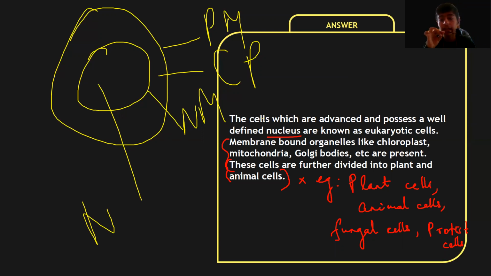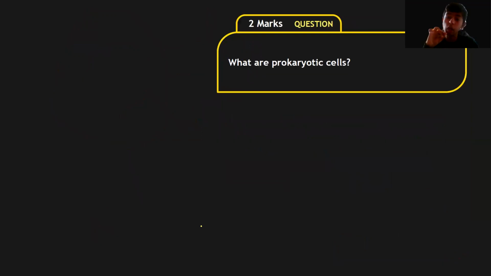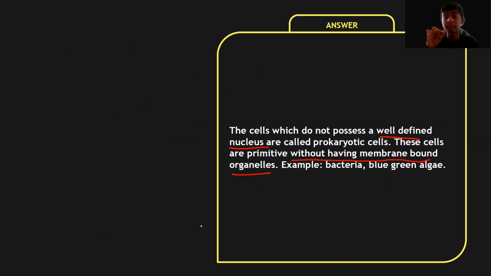And eukaryotic organisms, these cells have their own nuclear membrane, and that's why they have a well-defined nucleus. Examples are plant cells, animal cells. We humans, we all are made up of eukaryotic cells. Prokaryotic is the opposite, which do not possess a well-defined nucleus, without having membrane-bound organelles. And eukaryotic cells have membrane-bound organelles, right?